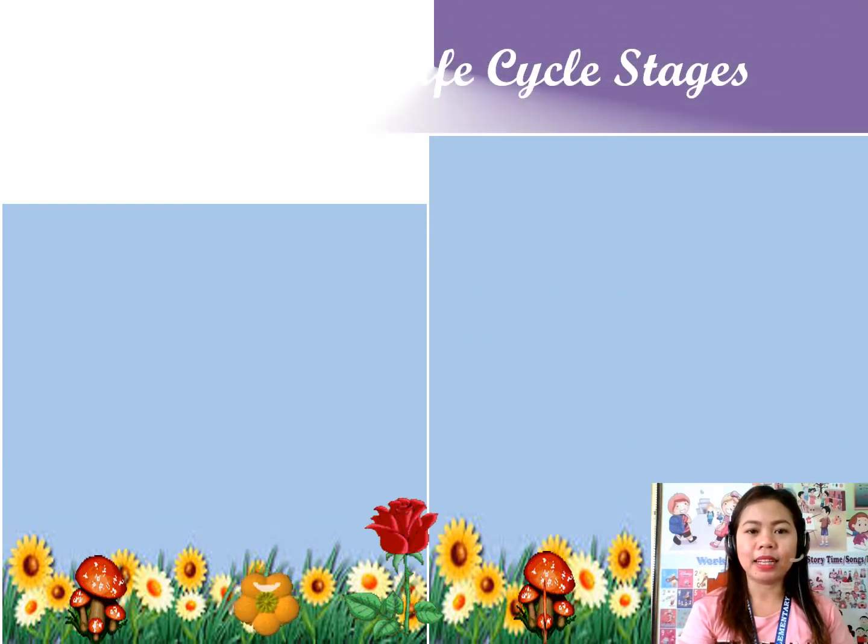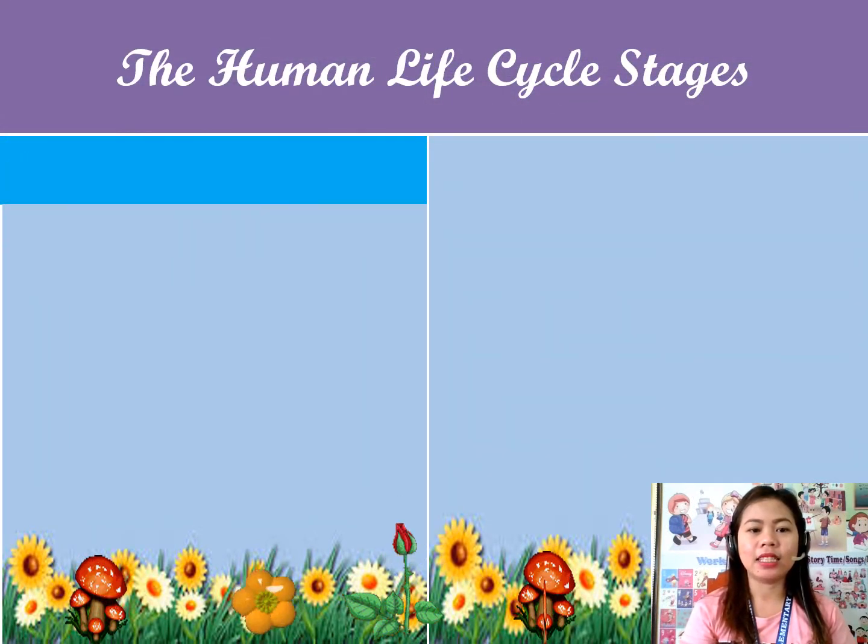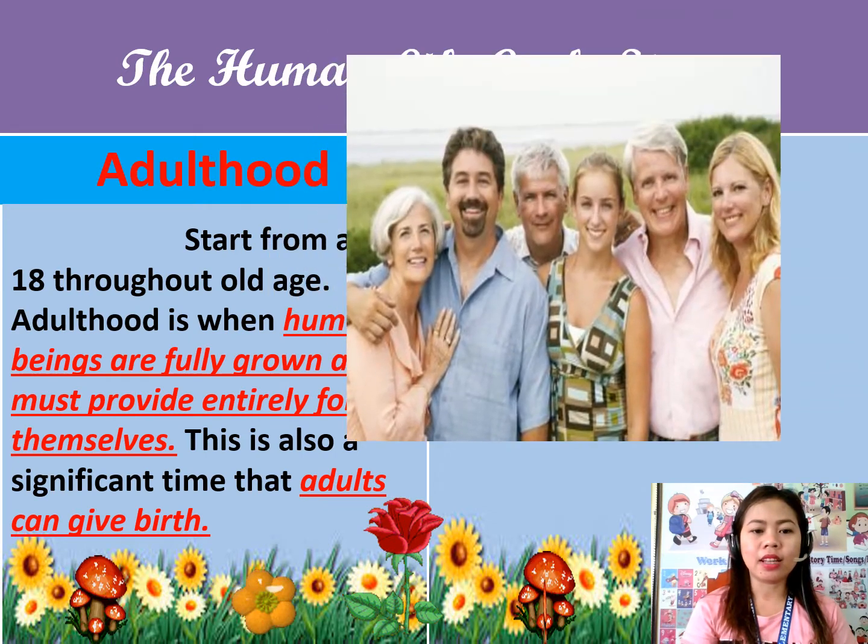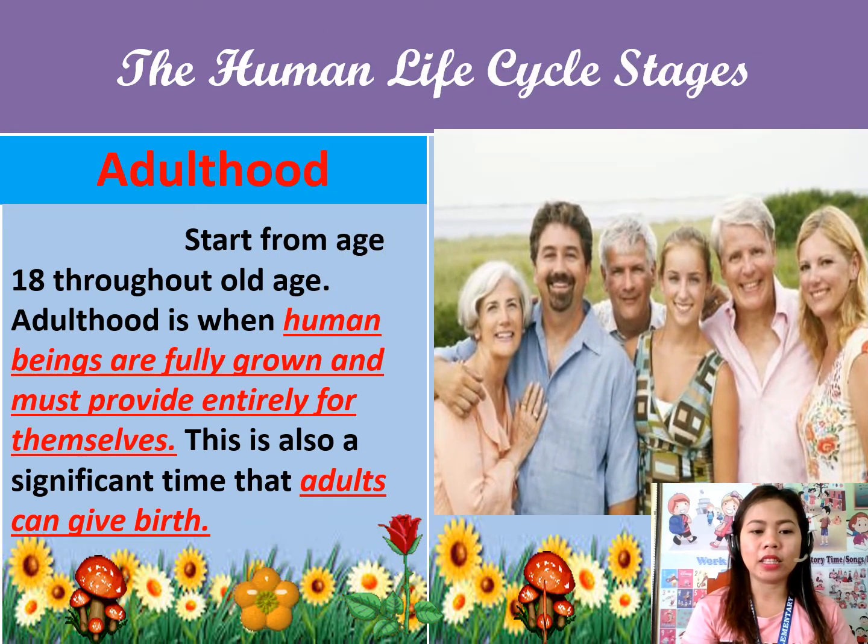The last but not the least is adulthood. It starts from age 18 throughout old age. Adulthood is when human beings are fully grown and must provide entirely for themselves. This is also a significant time that adults can give birth, the stage where individuals start or already establish themselves in this world.